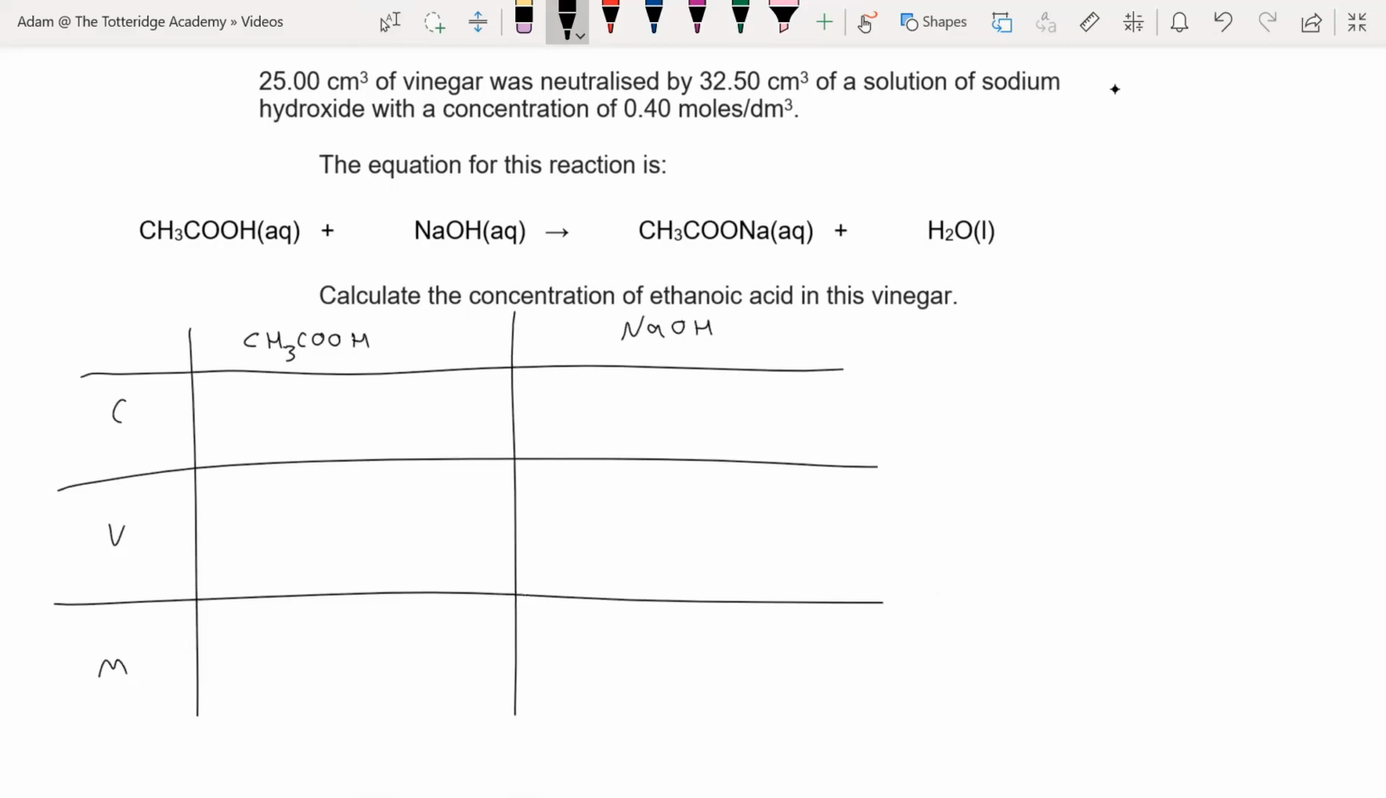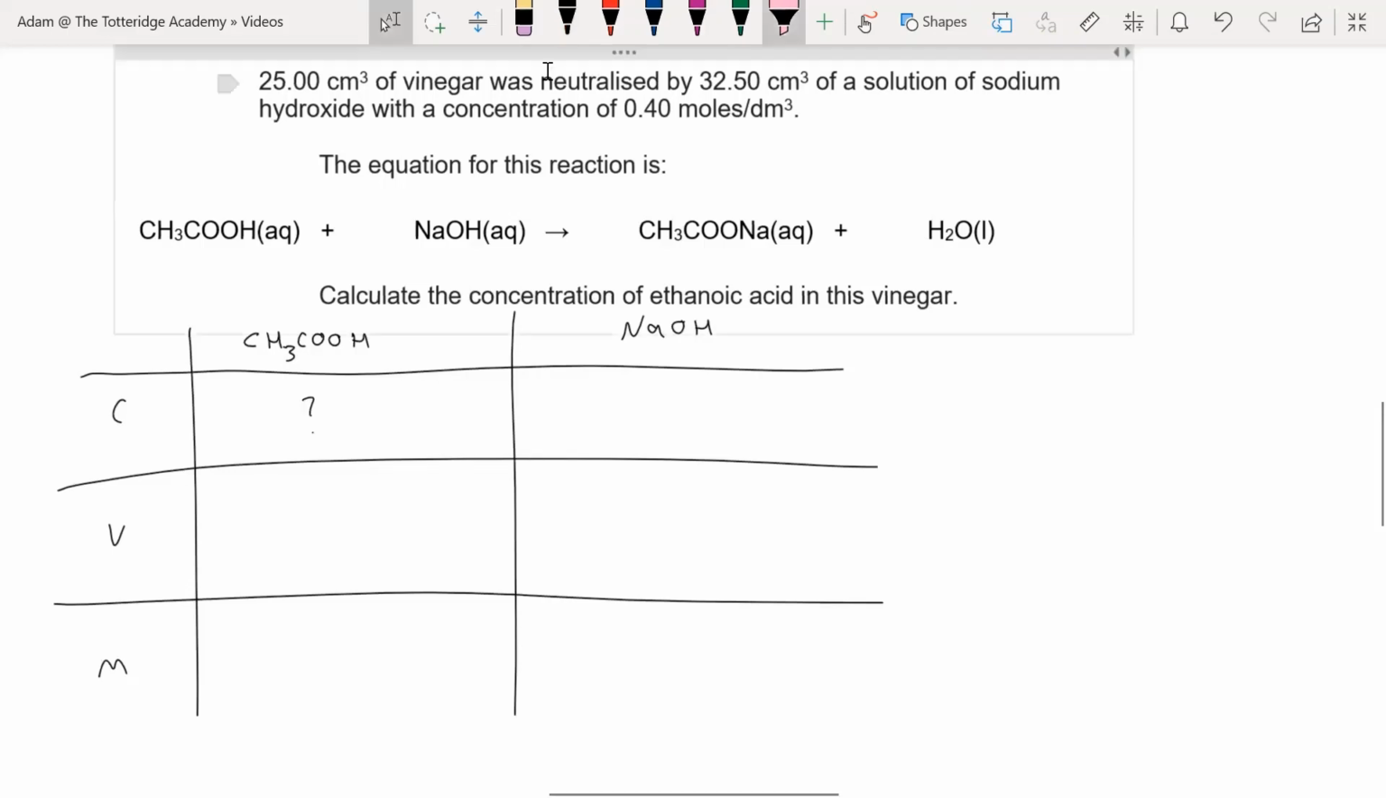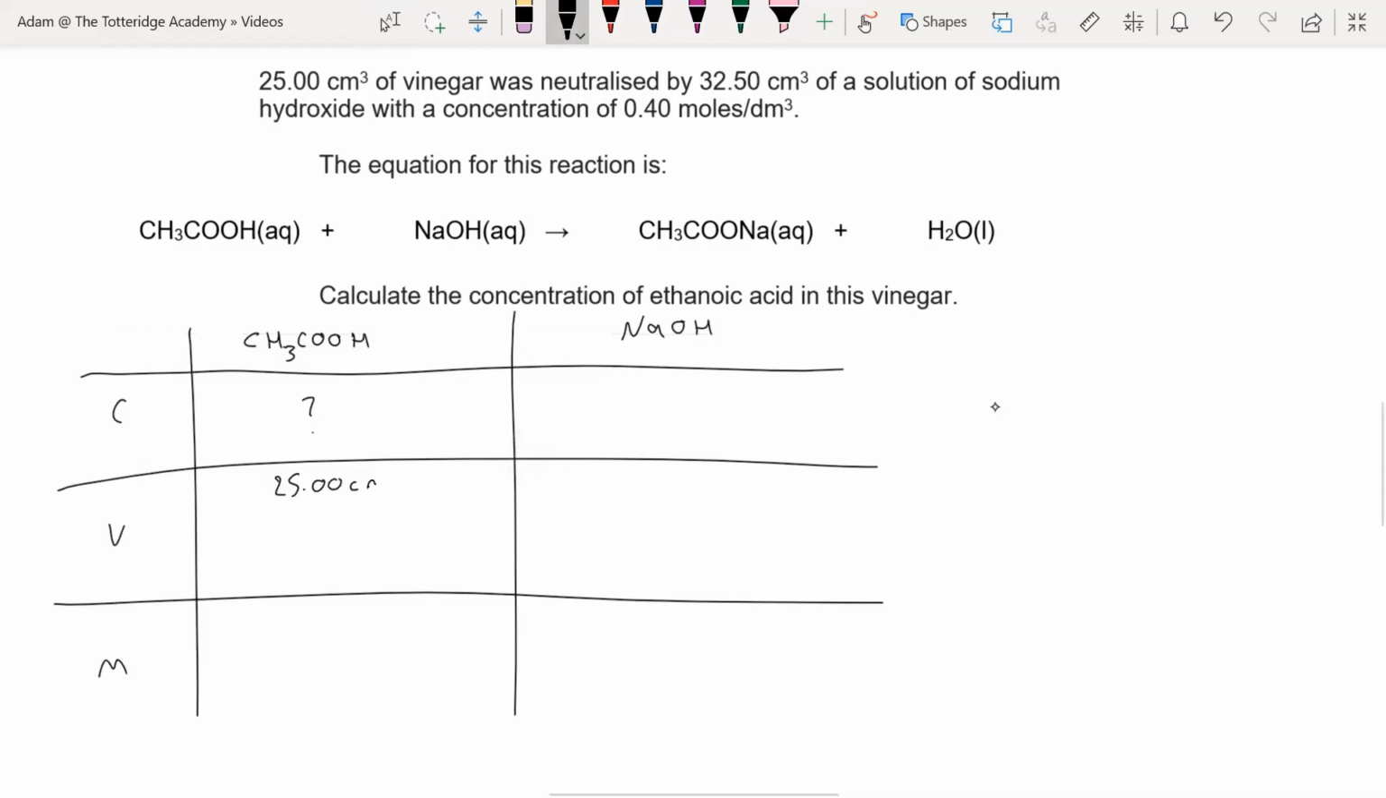Okay, concentration of vinegar. I don't know this one. It's a question mark. See, they give me the volume, but they don't give me the concentration. So I know the volume is 25.00 centimeter cubed. And you know what? I'm just going to change that now before I make the same mistake I did last time. 0.02500 dm cubed. I don't know what the moles is. That's completely unknown to me.